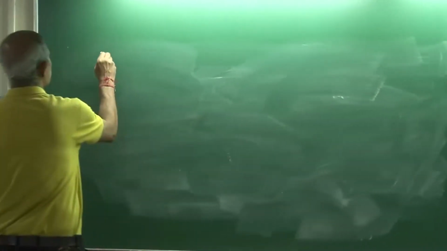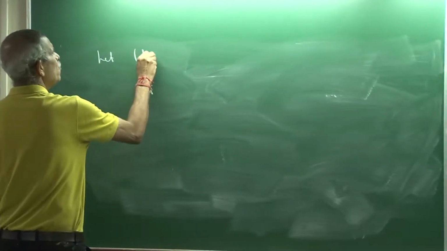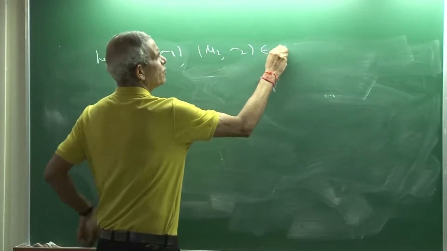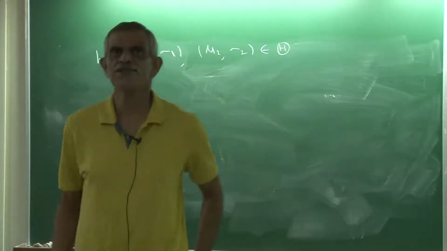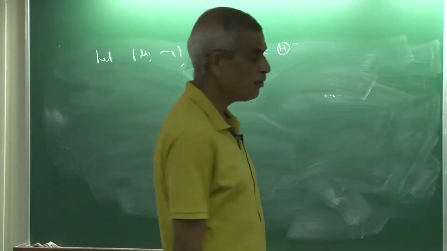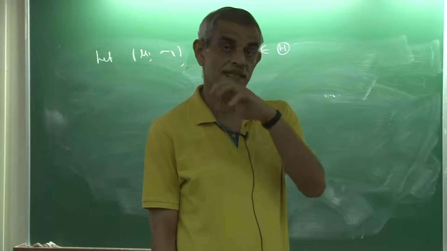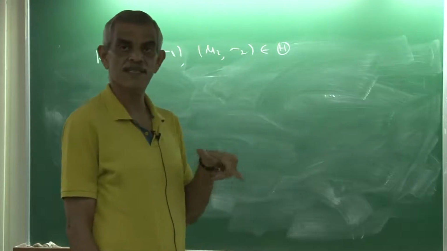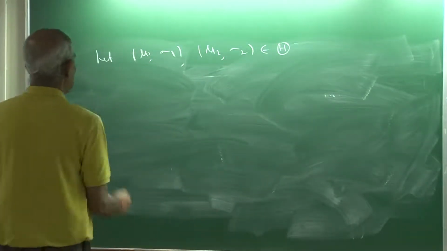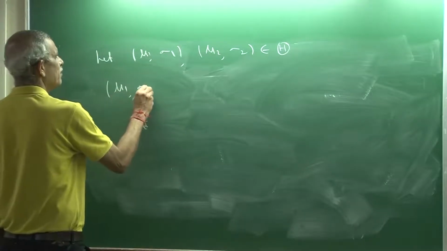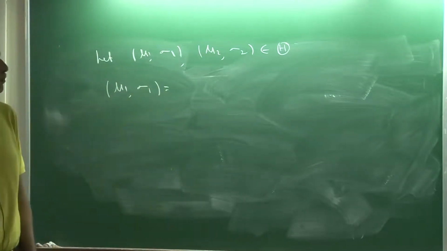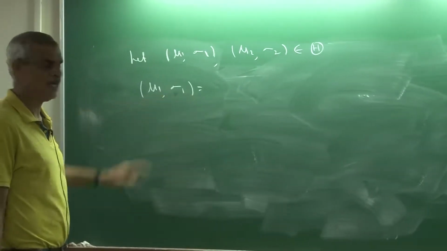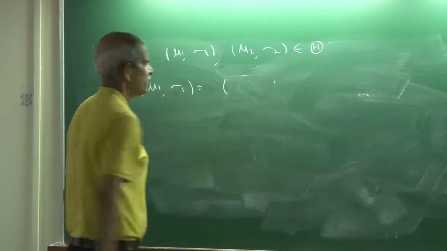For that, what I have to show is: let mu1, sigma 1 and mu2, sigma 2 belong to theta. Then I have to show that mu1, sigma 1 is related to mu2, sigma 2 through the relation b mu plus c and b sigma. That is not difficult to see. First of all, sigma 1 should be related to sigma 2 through some b. So first I determine that, so that b is determined.